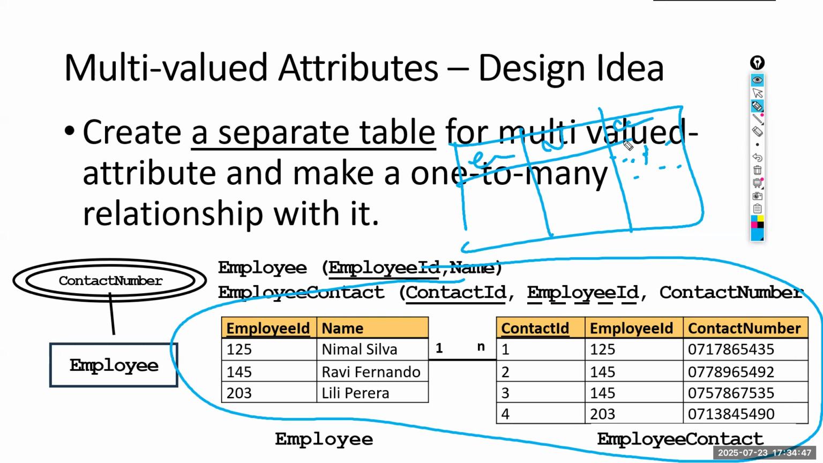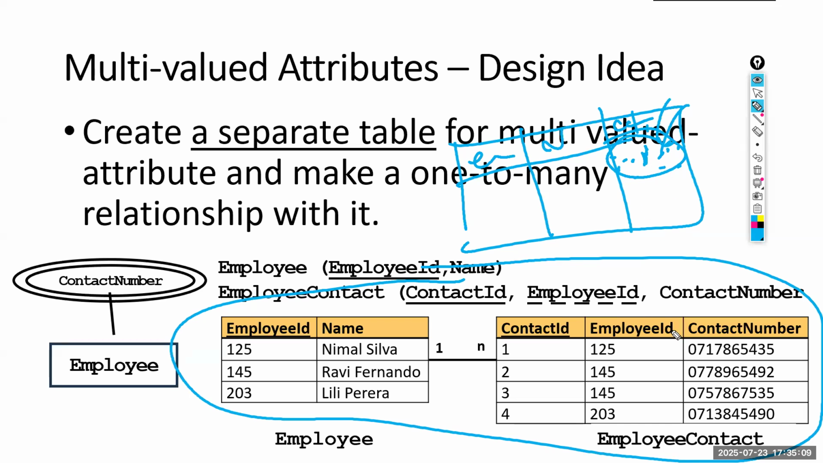Okay. Again, when you process data, then you need to extract this value and separate by commas. So processing times, unnecessary headache. Unnecessary headache. And also we don't know whether we have one contact number, two contact numbers.